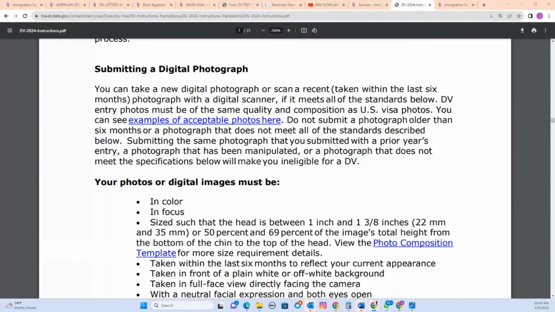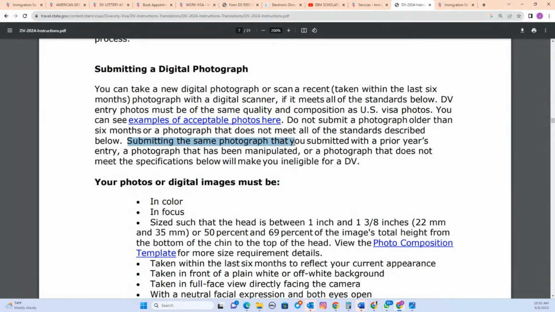Let's quickly review the photo. Obviously, the photo must be a new digital photo. That's number 1. It has to be taken within 6 months. That's number 2. It has to meet all the standards below. Let's go to these standards, which are acceptable. Do not submit a photo which is older than 6 months.